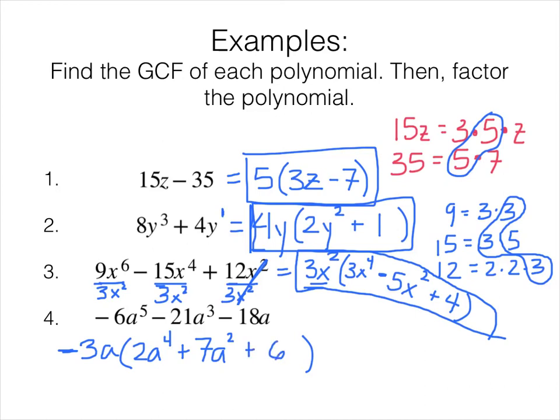And again, we're done. Let's double check by multiplying it out mentally. -3 times 2, -6. a times a to the 4th, a to the 5th. Check. -3 times 7, -21. a times a squared, a cubed. Check. -3 times 6, -18. a times no a at all, a. So we have factored those 4 polynomials.